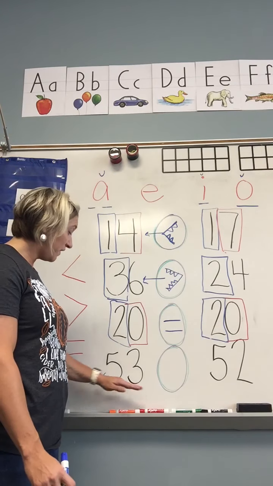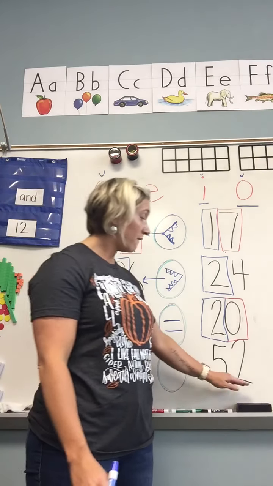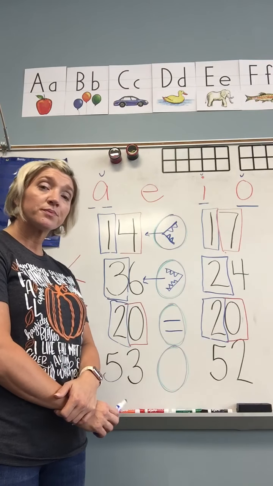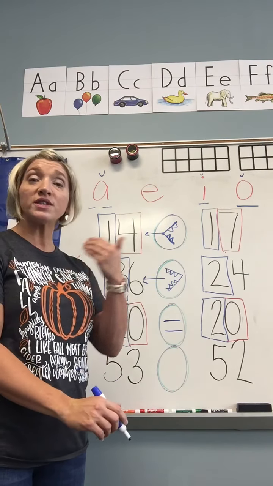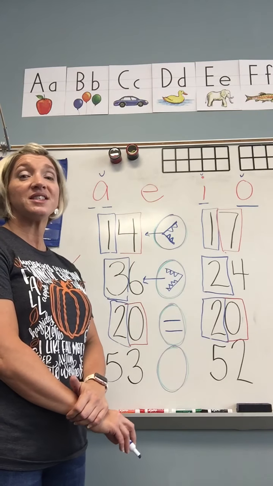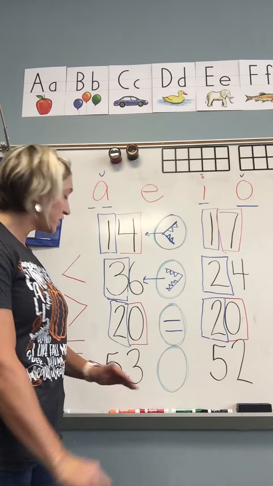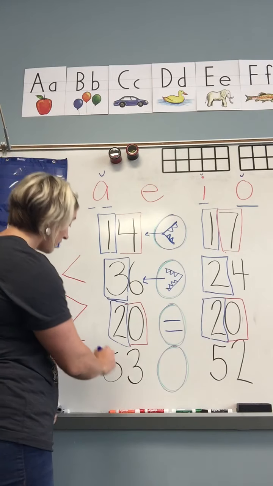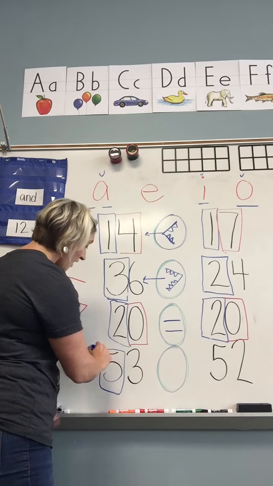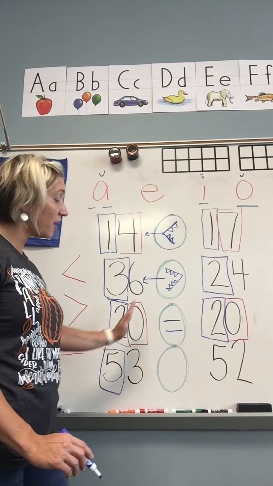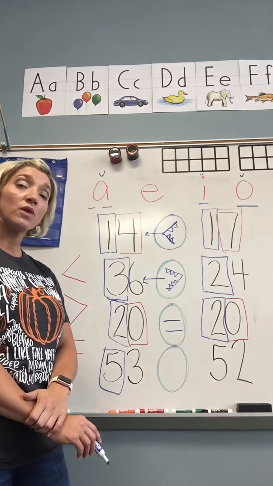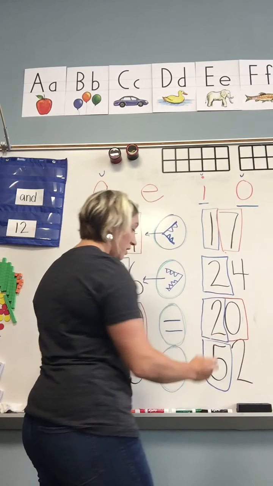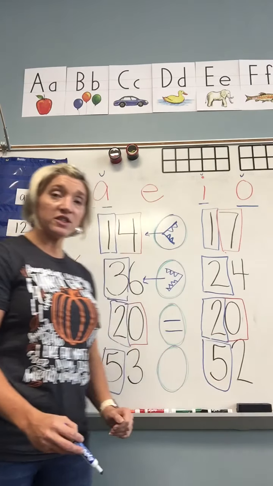Moving on. 53, 52. Okay, tell me what the first thing we're going to do is. That's right, we are going to look at the number in the tens place. What number is in the tens place in 53? 5. So I have 5 groups of 10. Going to my other number, what are we going to do? Look at the number in the tens place, which is 5. 5 groups of 10 in 52.